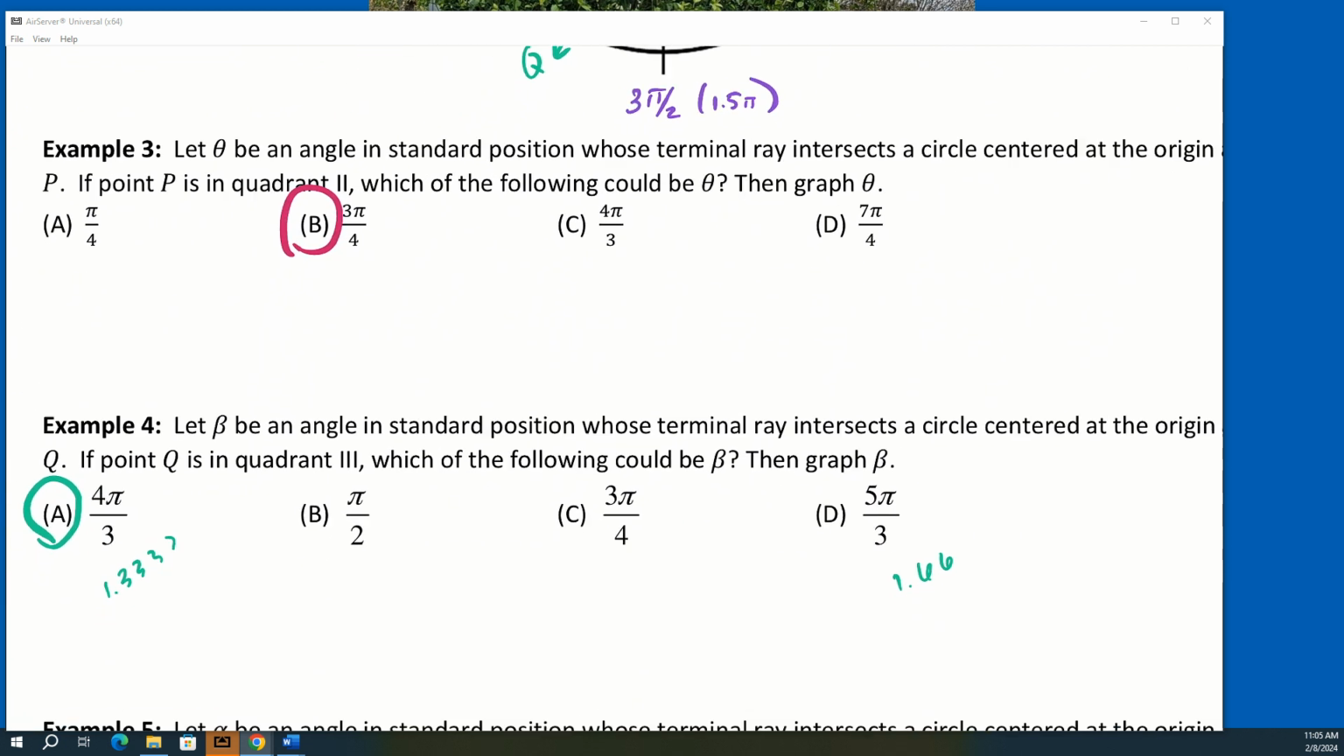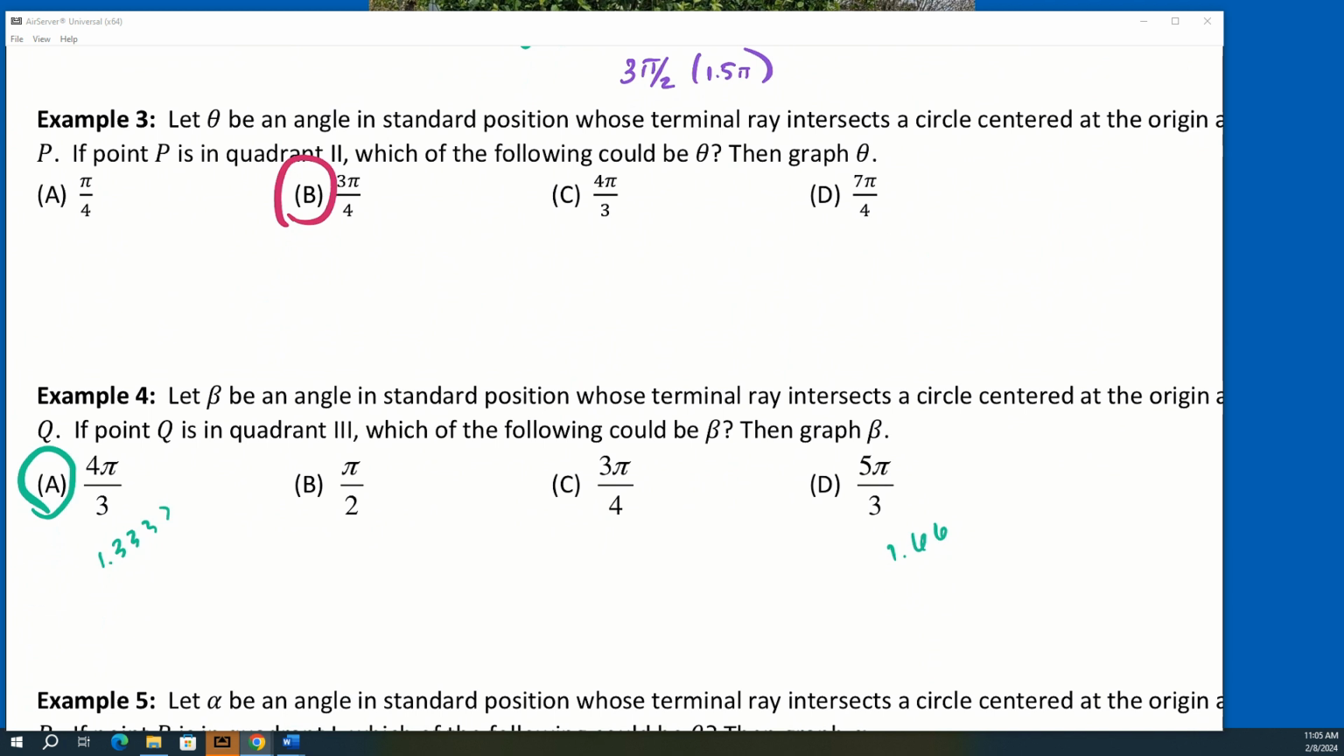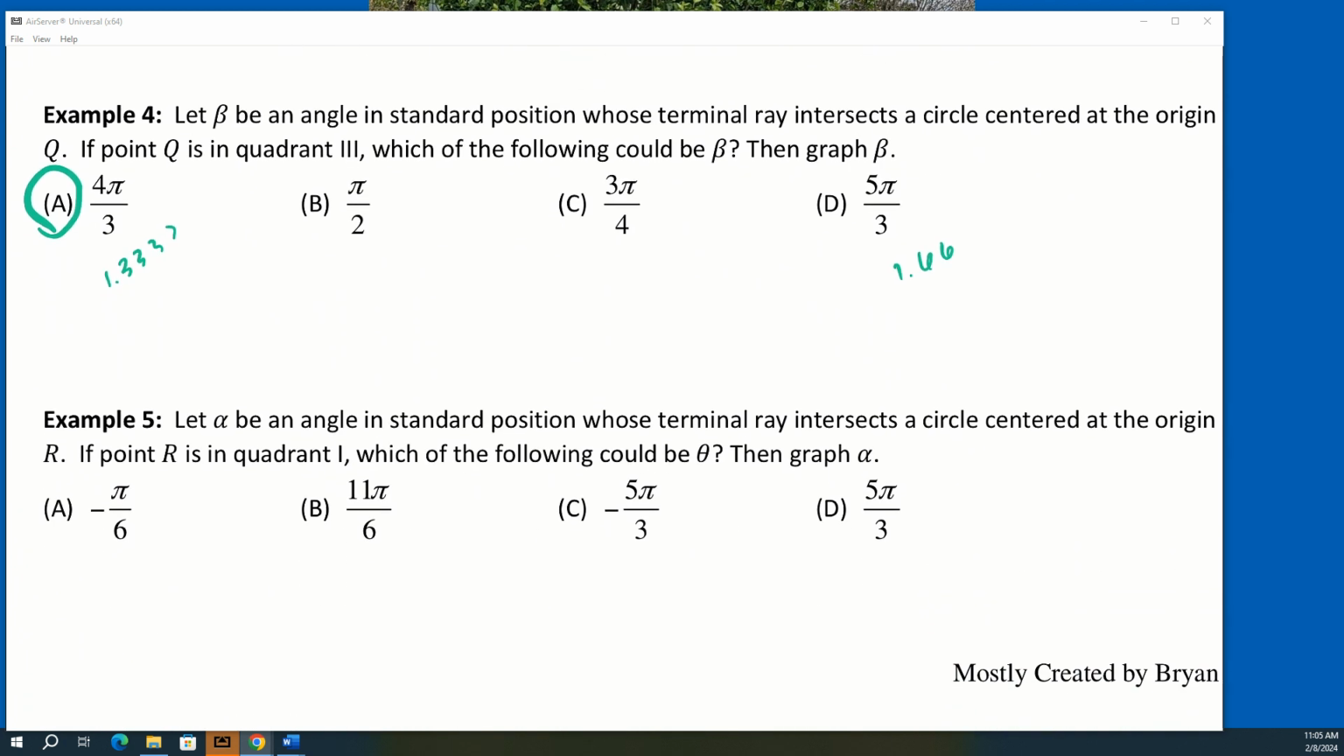All right, so one more. This last one is going to be angle beta. I think there is a typo. No, this last one's going to be angle alpha. I used theta twice, so that in front of the question mark should be another alpha. This is going to be point R on the circle, and we want it to be in quadrant 1.